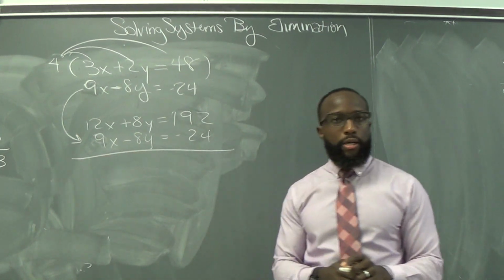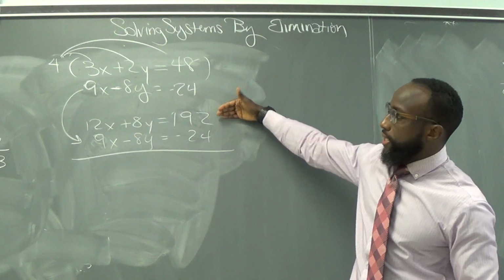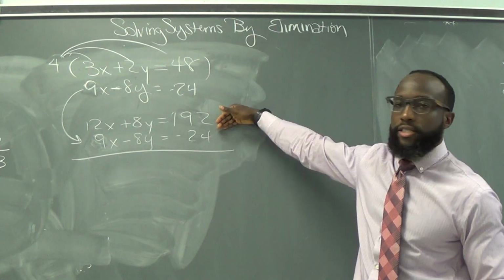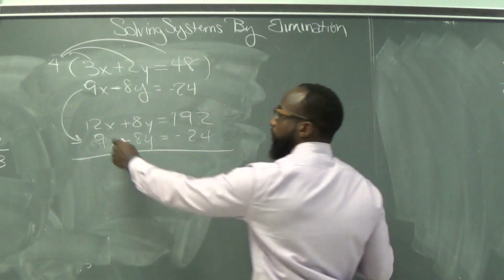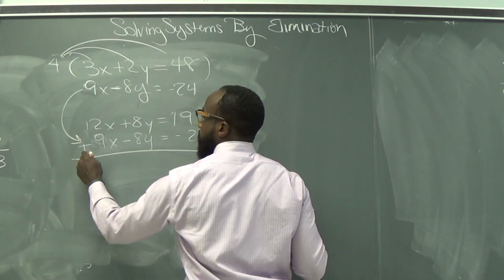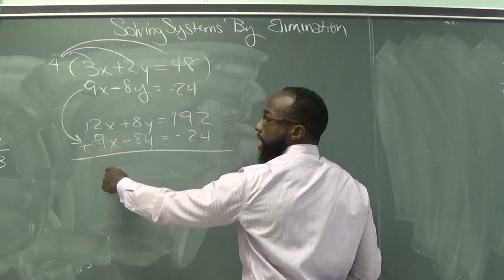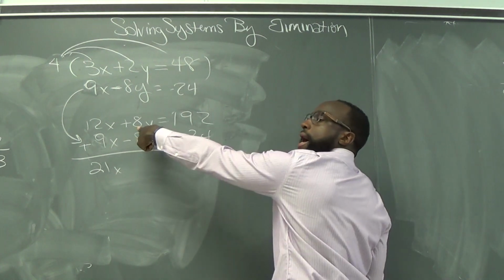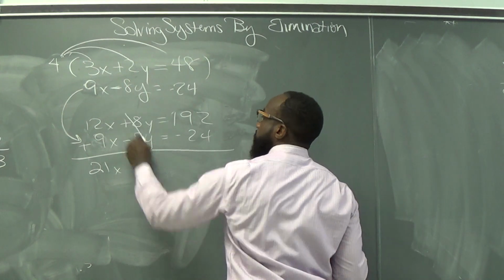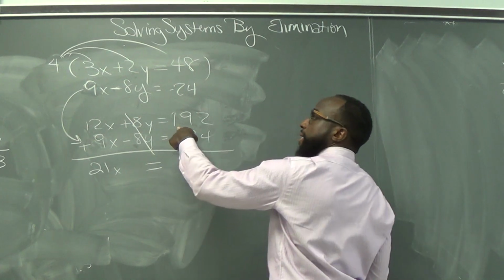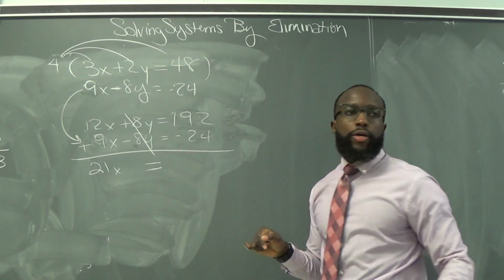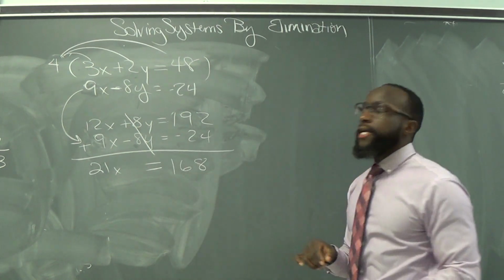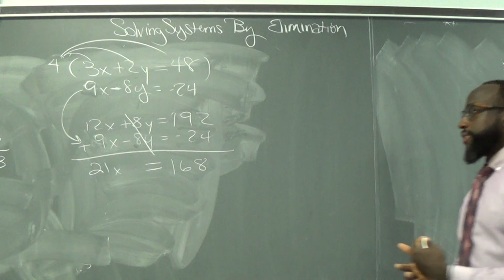Right? From here, this is an addition problem. They're stacked on top of each other, so you're going to add or subtract based on whatever the signs are. Both of these signs are positive, so you're adding 12x and 9x, and you get 21x. You've got 8y minus 8y, which is 0. And then you've got 192 minus 24. What do we get? 168, right? So now we've got 21x equals 168.